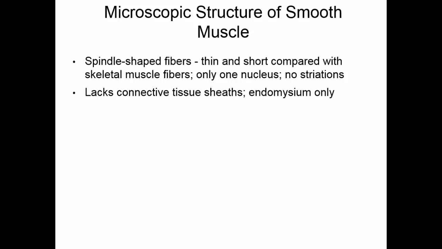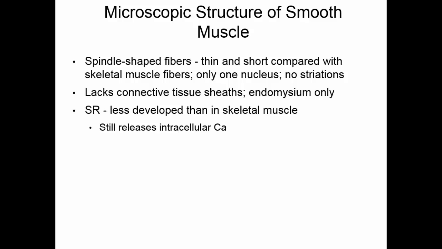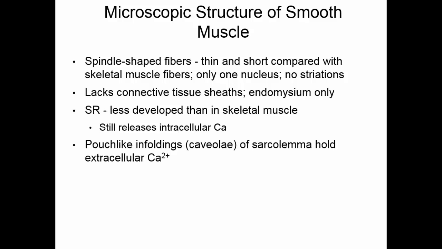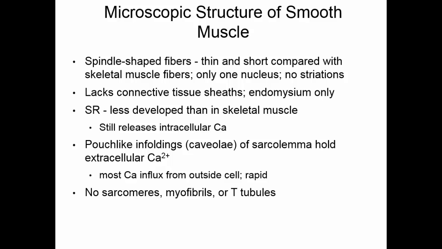There's not very much connective tissue in smooth muscles, just a little endomysium. The sarcoplasmic reticulum is less developed. It still releases intracellular calcium, but there are pouch-like enfoldings on the sarcolemma. These are called caveolae, and they hold little pockets of extracellular calcium. So when these muscles contract, we will rely on both intracellular calcium and extracellular calcium. Most of the calcium comes from outside the cell, but it can enter very rapidly. There are no sarcomeres, there are no myofibrils, and there are no T-tubules. There's a different arrangement of actin and myosin.